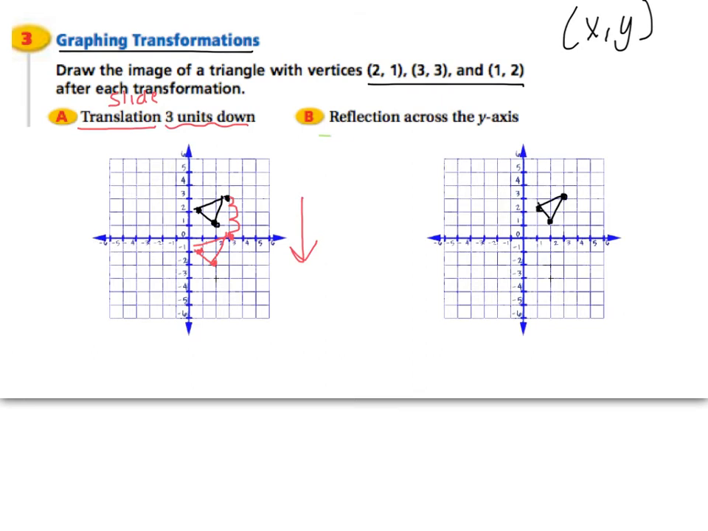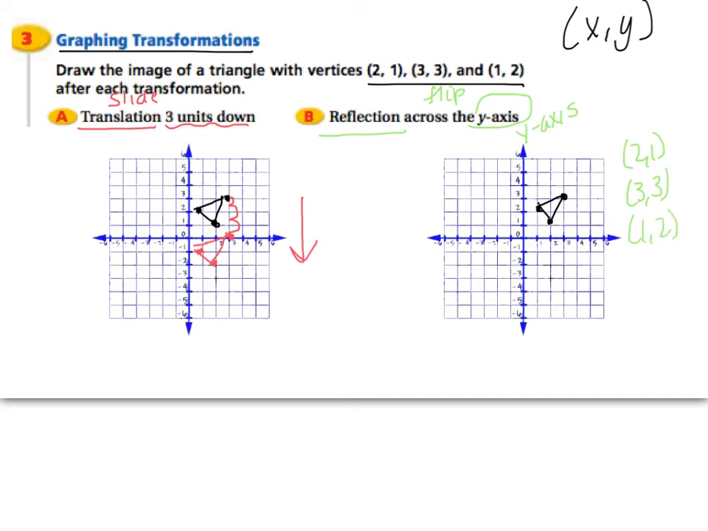Okay, in this one we're doing a reflection. So remember, a reflection is a flip. And if I'm going across the y-axis, this is the vertical line. So I want to basically take everything and put it on the other side. So I still want to have these points of 2, 1, 3, 3, and 1, 2.